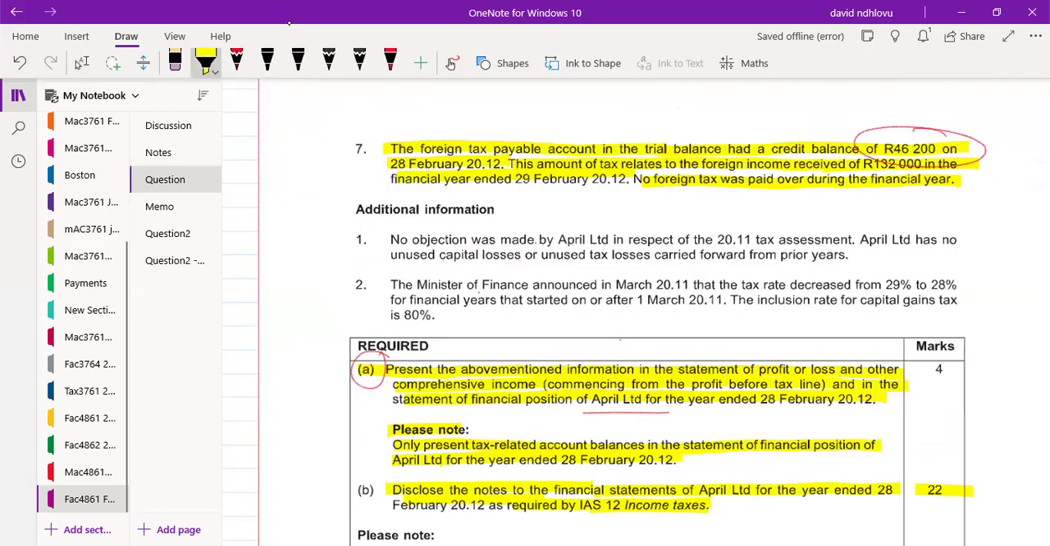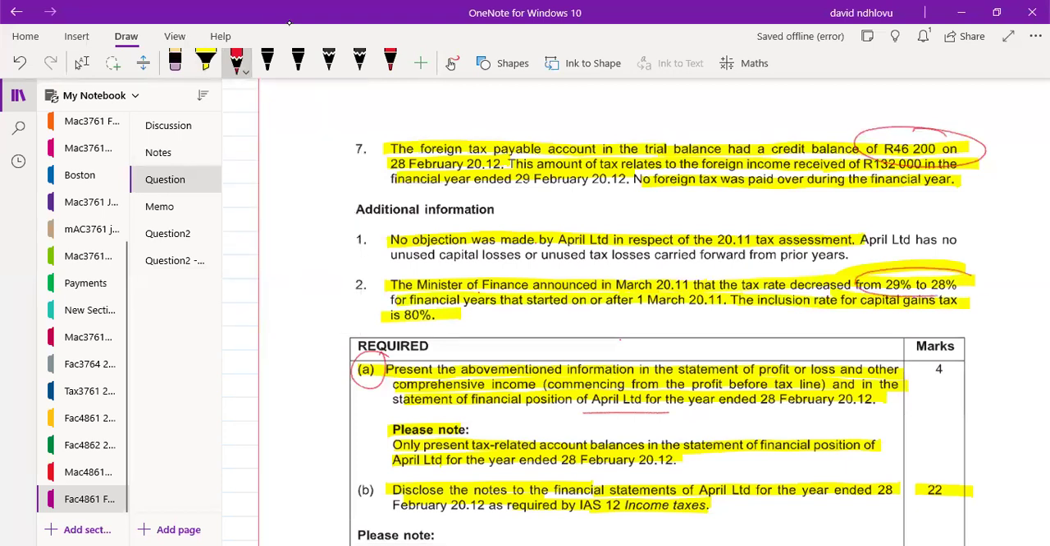Then they say, right, no objection was made by April in respect of the 2011 assessment. The Minister of Finance announced on 31 March 2011, beginning of the year, that the tax rate decreased from 29 to 28 for the financial year that started on 1 March. The inclusion rate for capital gains is 80%. Right, there was a change in rate.